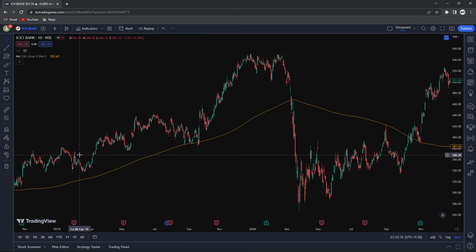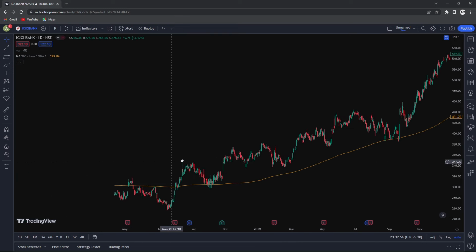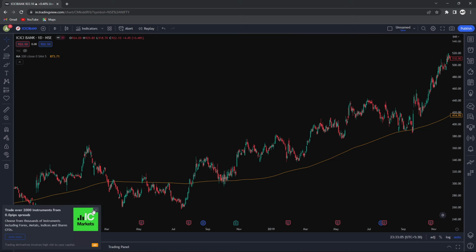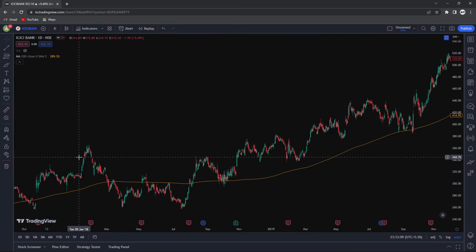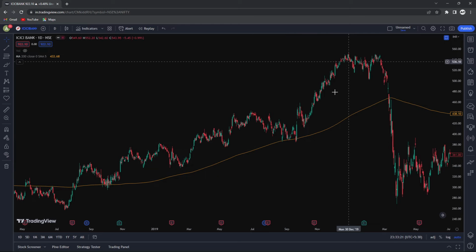There was a bounce here. After that, it just crossed above the 200 moving average and broke out from it. After the retest, it's moving upwards. It tried to touch here, and there's a good touch down here, and after that it moves up.